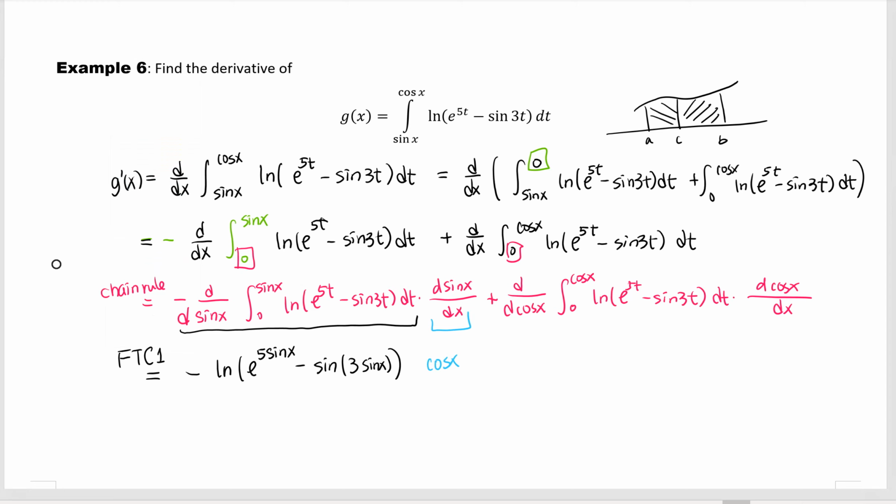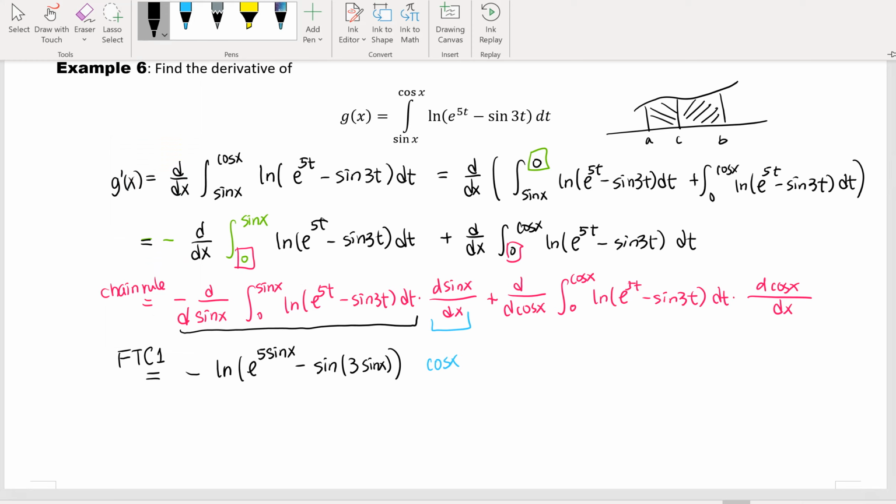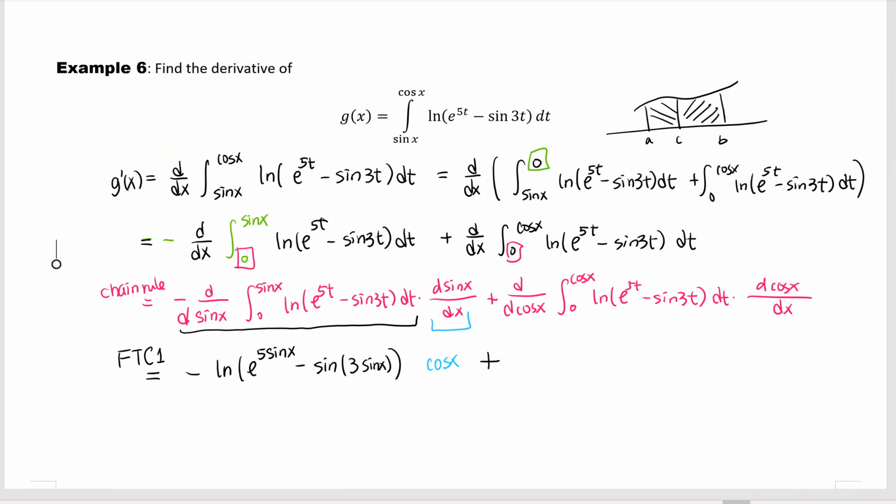Okay, and then continue. Here we have the fundamental theorem of calculus, so that's the same function. We replace t by the upper limit cosine x. 3t, t is cosine x. So here it's better to write the parentheses. Otherwise, what does it look like? It looks like sine 3 times cosine x, not sine of 3 times cosine x. So the parentheses are very, very important.